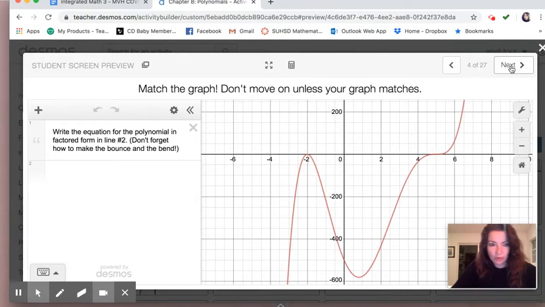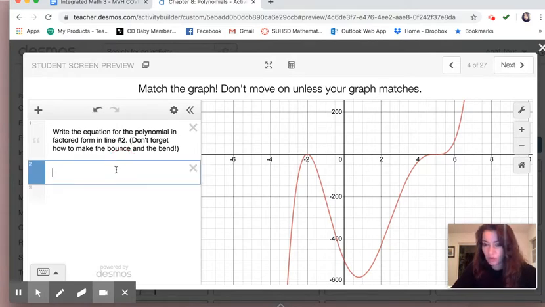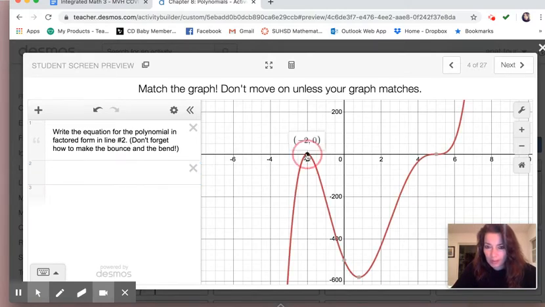All right, let's go ahead and take a look at slide number 4. Write the equation for the polynomial in factored form in line number 2. Don't forget how to make the bounce and the bend. Yes, if you recall, a bounce is a degree 2 and a bend is a degree 3. So right here, we have -2, 0, and here we have a bend at 5, 0.